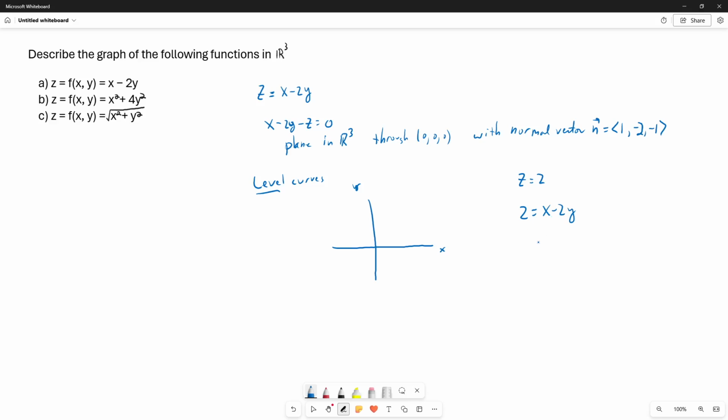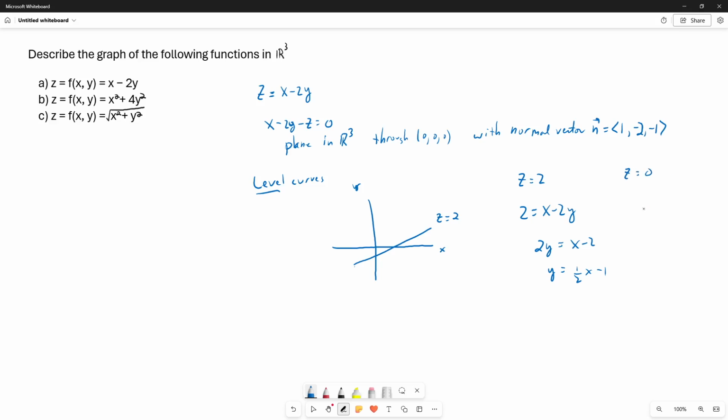What line is this? 2y is equal to x minus 2, so y is equal to 1/2 x minus 1. So something like this, well, maybe not so steep. Slope of a half. So this line corresponds to the height z equals 2 of the surface, which is a plane. We'll draw a few more of these level curves.